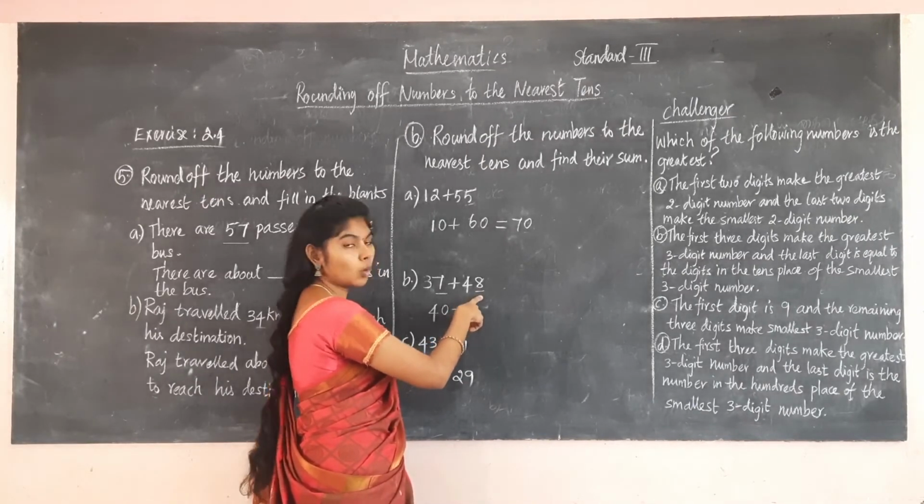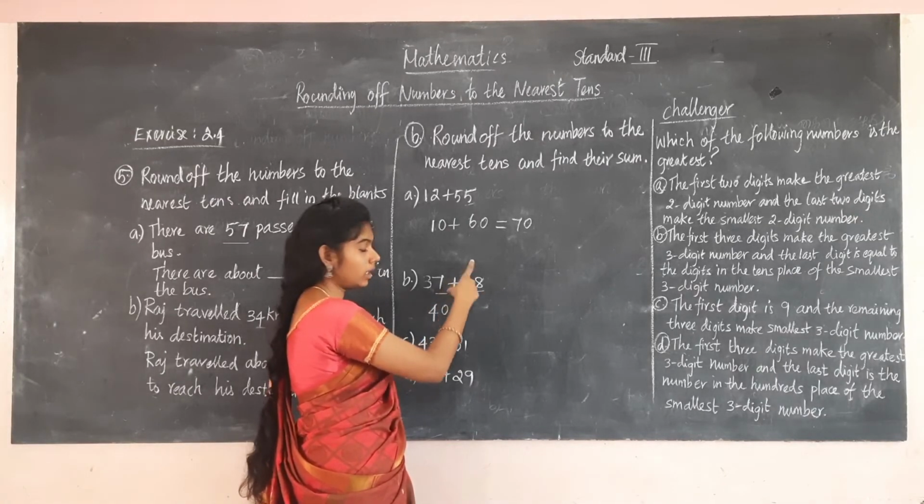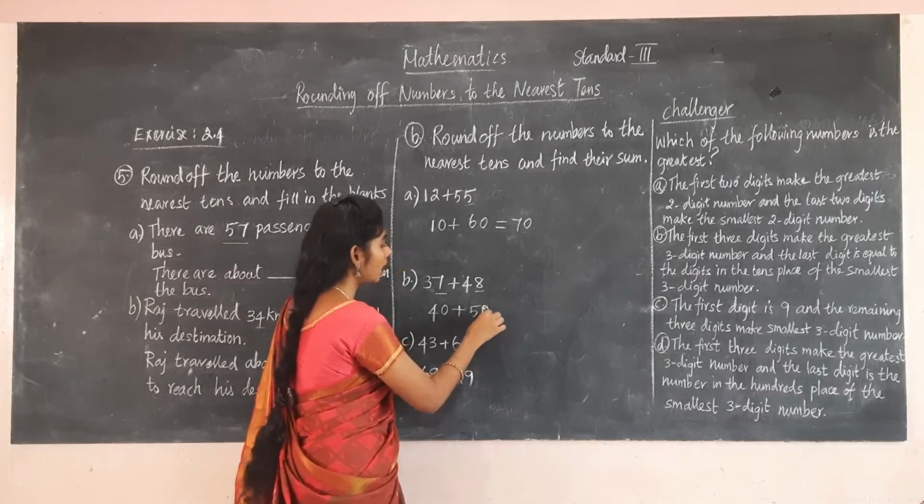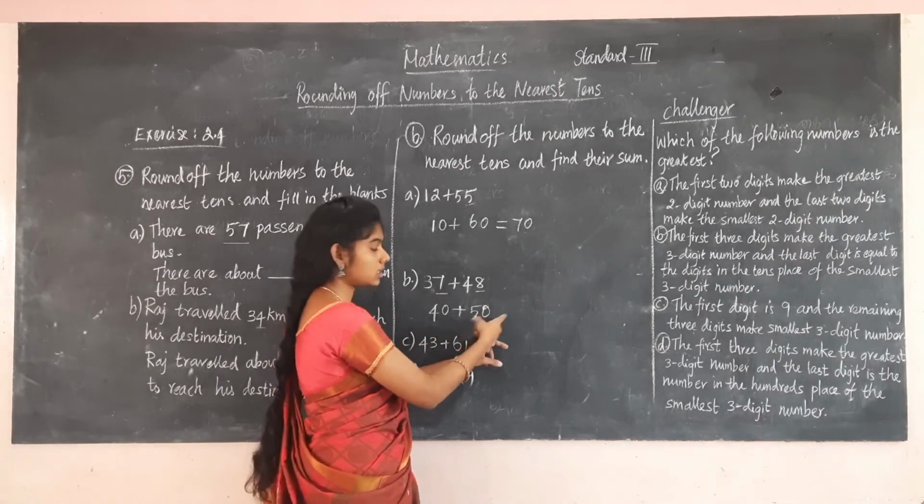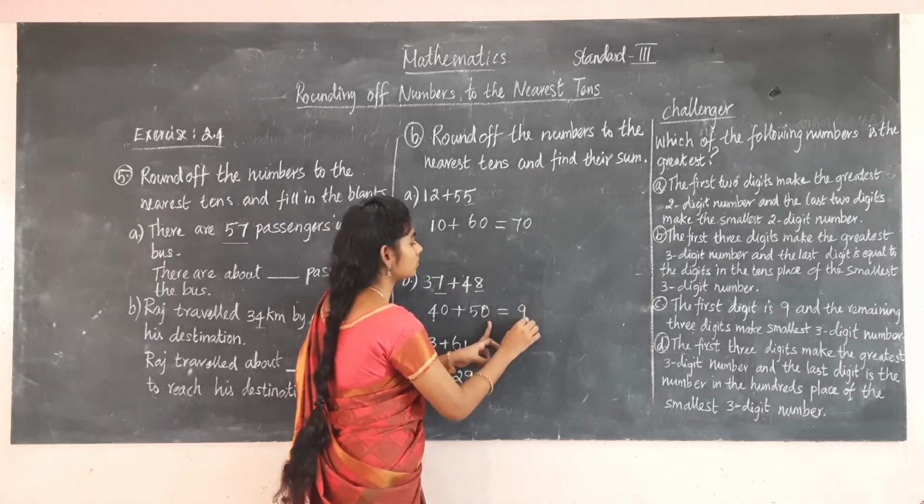8 is more than 5, so you will be adding 1 in the tens place. So 4 plus 1 is 5. Then 0 in the ones place, so 0. Then what we have to do? We have to sum these numbers. That is the answer. 40 plus 50 is 90.